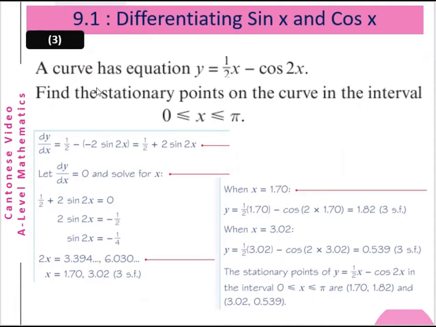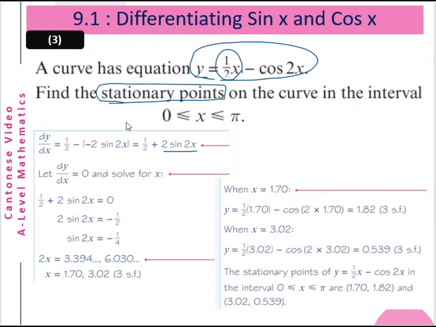And example 3, if a curve has equation y equals half x minus cosine 2x, find the stationary point on the curve in the interval 0 to pi. So dy by dx is the derivative of this function here. We get half, because the derivative of half x is half. And the derivative of minus cosine 2x is plus 2 sin 2x. So it's equal to half plus 2 sin 2x. The stationary point means at this point, the derivative is equal to 0. So we let dy by dx equal to 0 and solve for x. You get half plus 2 sin 2x equal to 0, and sin 2x is equal to minus 1/4.